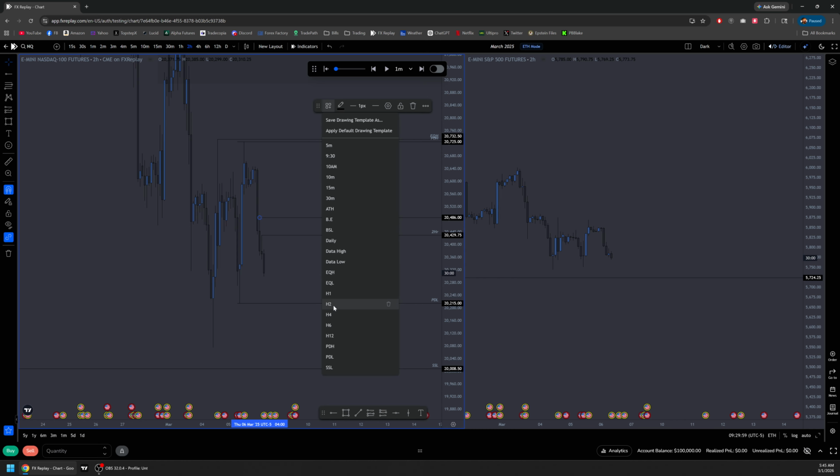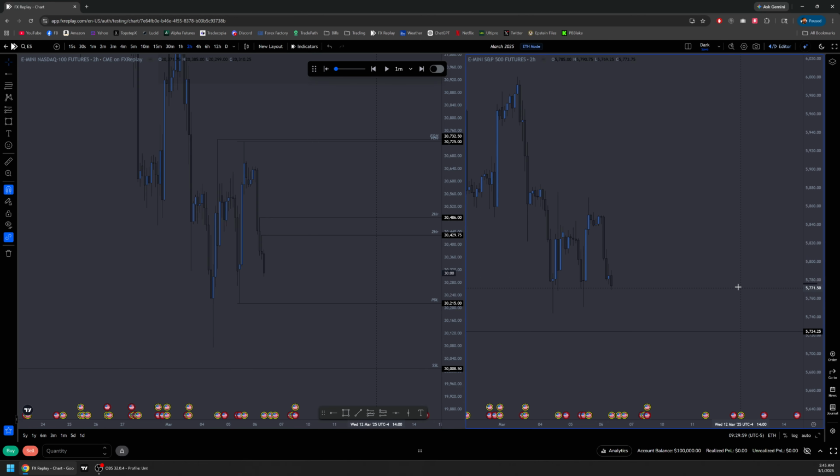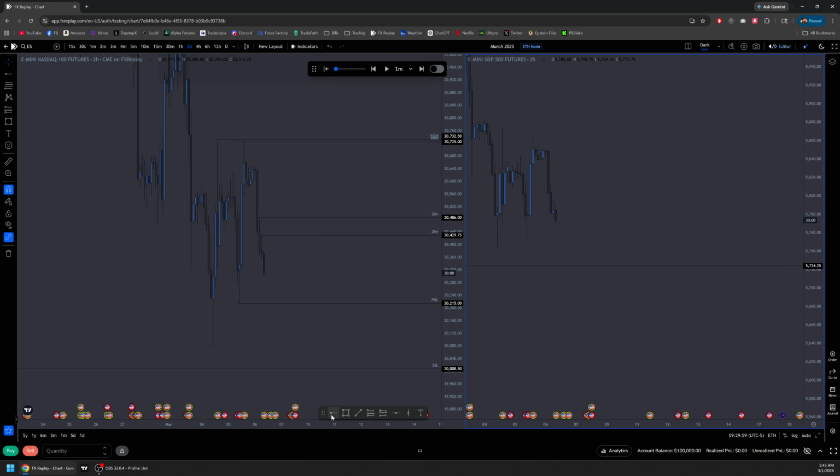So what is this? 2 hour. We'll mark this off on ES too. So ES looks like it's pretty correlated at the moment. We got the same gap here, same gap here. So we'll mark both of those out.